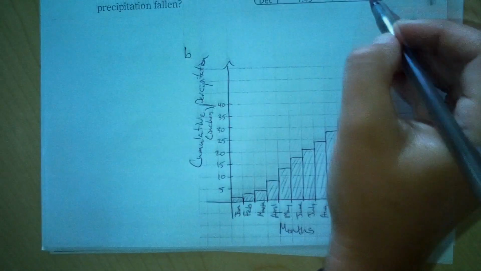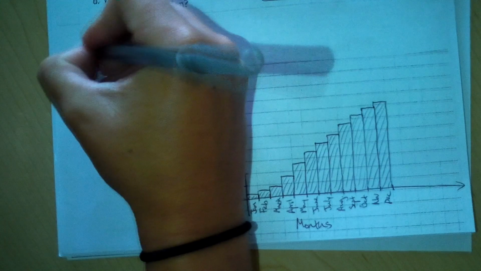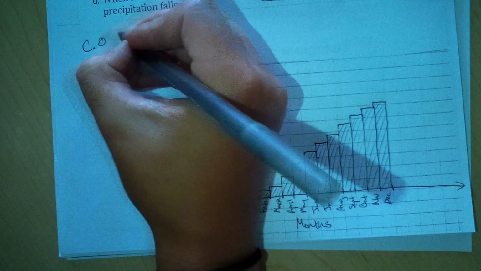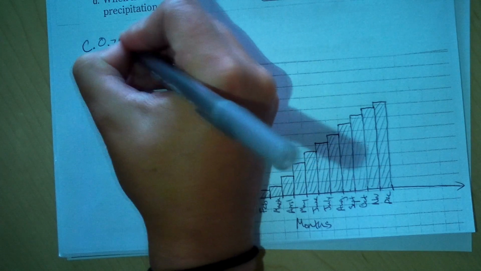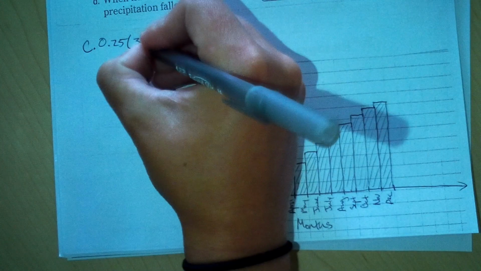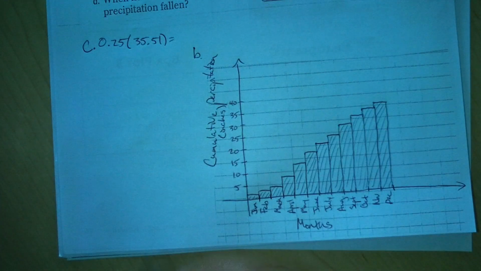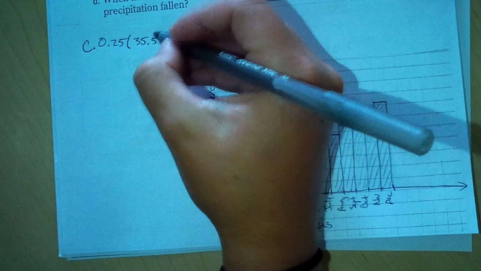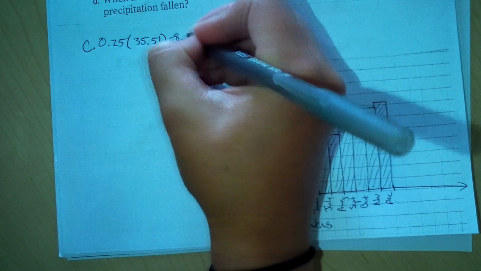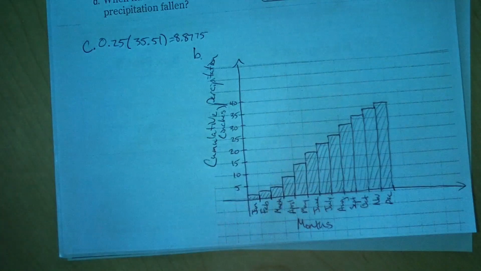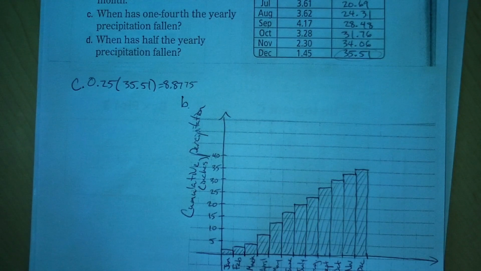And then we just do the same thing for part D there, except for this time we want half of our yearly precipitation. So we just do it times 0.5 instead. And for that, I got 17.755. So what month would that happen? July, yeah. So it's just over our June total, so it would have to happen during July. So I just put during July.